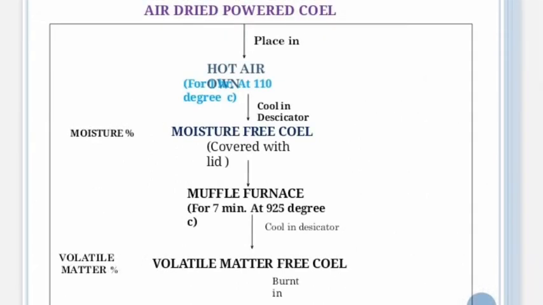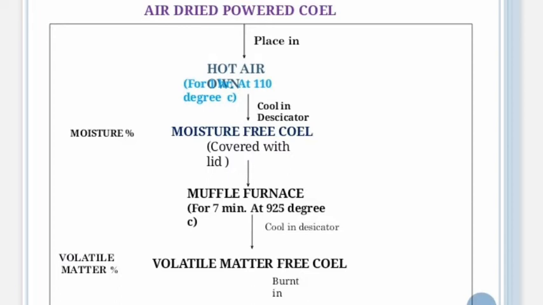To complete this process, we firstly need air-dried powdered coal. We have a coal sample, we converted it into a powder form and then we dried it in air so that some amount of moisture is removed from the coal. Then we weigh the air dried powder before any further proceeding. So whatever weight we get, suppose it is m gram.